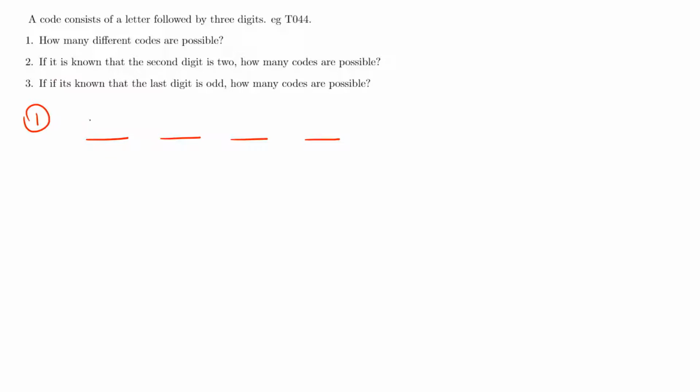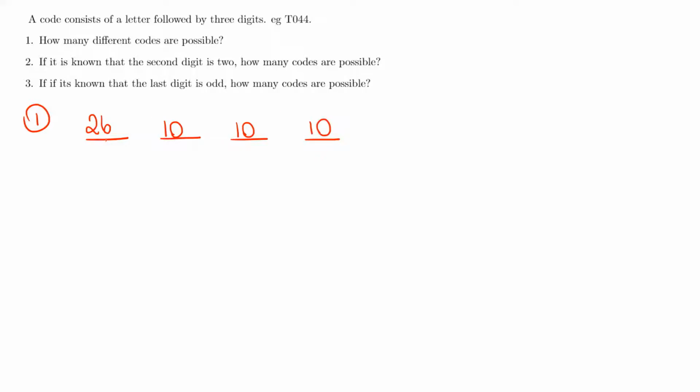So we'll put 26. The next choice, okay, well, it's going to be a number and we can either choose 0, 1, 2, 3, 4, 5, 6, 7, 8, or 9. So there's going to be 10 of them. So we have 10 choices. And for the third one, again, it's just 10 choices. It can be either from 0 to 9. And for the final one as well, it's going to be 10 choices.